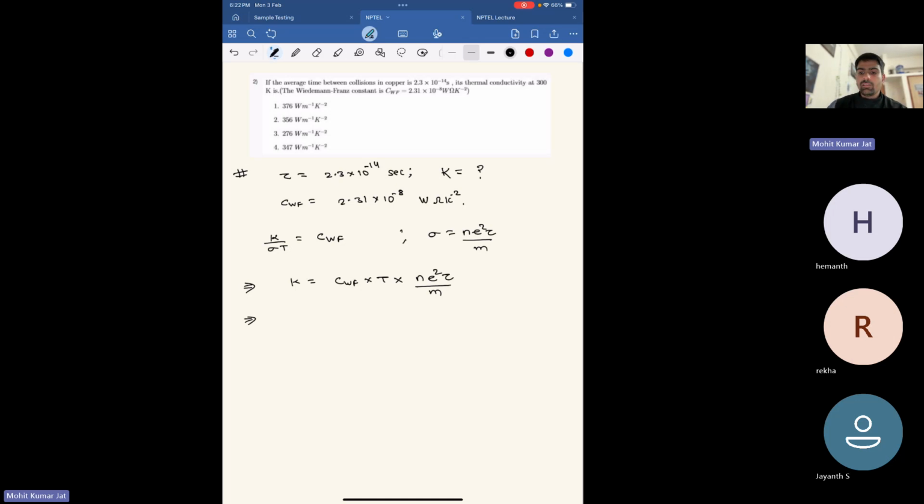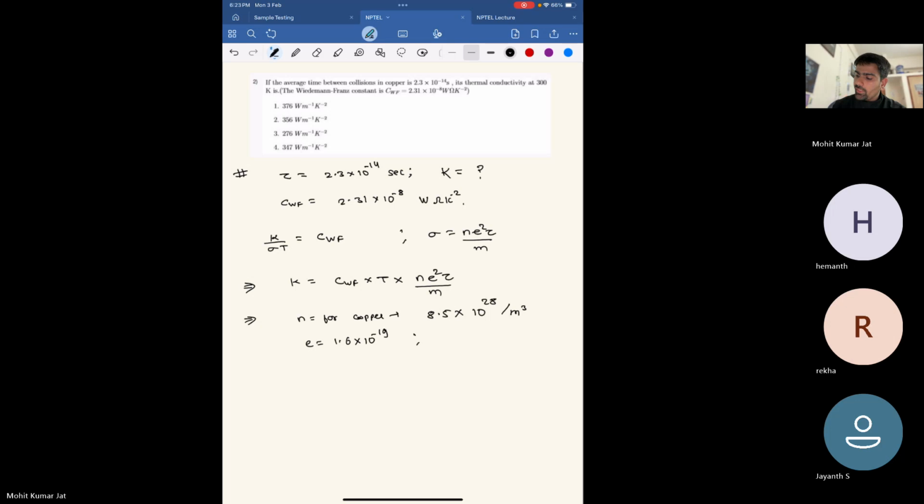Since n is not given for the copper, I can take it from Google. This should have been given. The roughly number density we know in the metal is 10^28 per meter cube. So every single question you can solve with this type of carrier density. But I will take the value for copper. n for copper is 8.5 × 10^28. e, I know, is 1.6 × 10^-19.